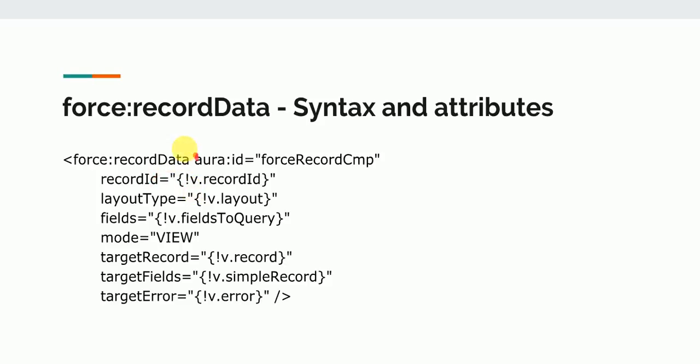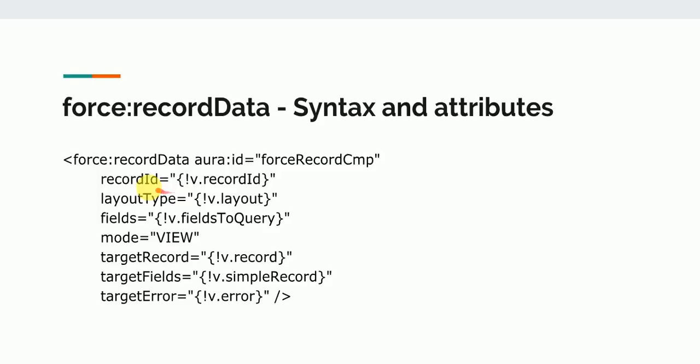So force:recordData is a sample tag that we use for Aura, or for Lightning inputs. Aura ID is an ID that we can provide, which will be very helpful while we are working with the methods, all three or four methods. Record ID is the record ID of the particular record that we want to fetch. If we want to create a record, we don't need to provide the record ID attribute.